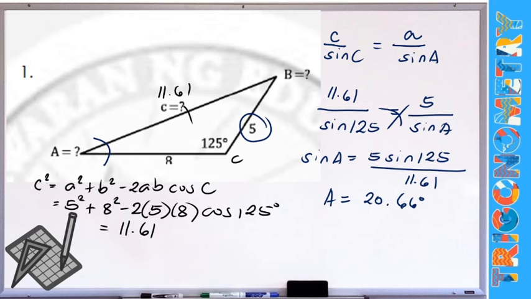the value of A is equal to 20.66 degrees. And then finally, how are we going to find your angle B? Angle B can be computed by subtracting from 180. So 180 minus 125 minus 20.66. So your angle B is equal to 34.34 degrees. So that's how you are going to answer letter A, number 1.